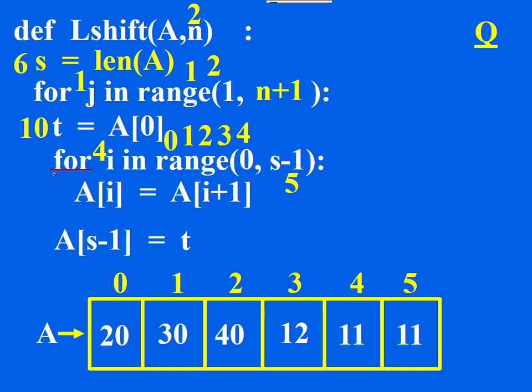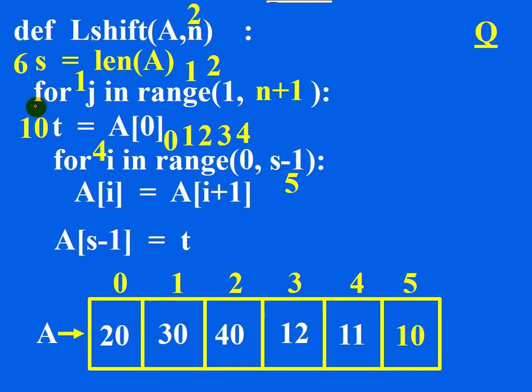Now no more integers are there in the range. For loop finishes execution. Your control comes here. Finally, at the end, variable T contains 10. You can see. So 10 is assigned to A of S minus 1. What is S? 6. So what is A of 6 minus 1? A of 5. So 10 is assigned to A of 5. So this one contains 10. So you can see that all the elements are shifted by 1 position to the left.